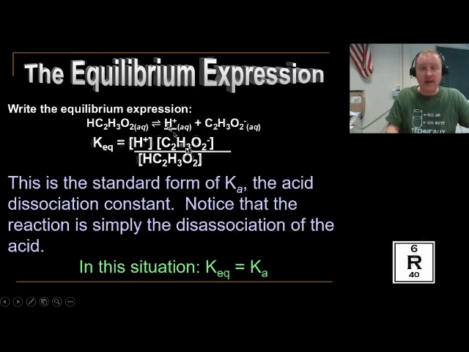The larger the Ka, the more hydrogen ions. If it's a large Ka, that means you have a large numerator, and that means you have a lot of hydrogen ions. So the larger the Ka, the more acidic it is, the more acid you're going to get out of it.